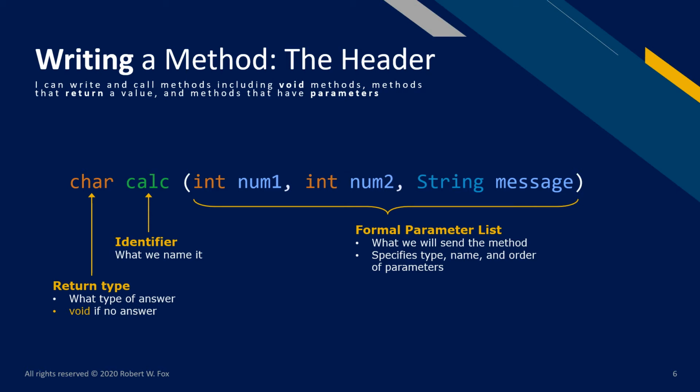And the formal parameters are the things that we're going to send the method as input. And so this specifies the type of parameter. In fact, we have three of them. The first one's going to be an int, the second one's going to be an int, and the third one's going to be a string.